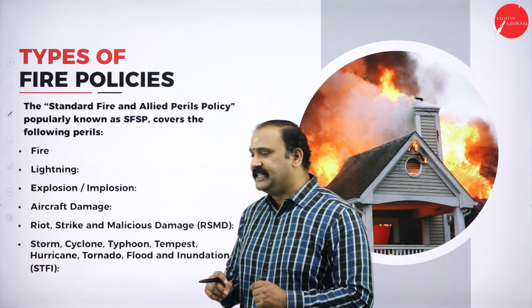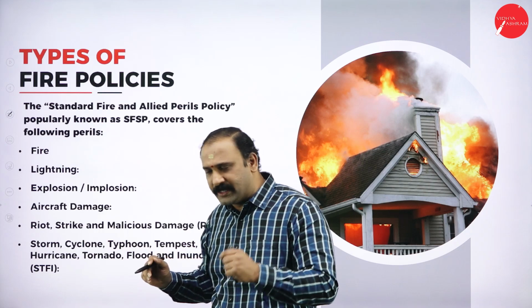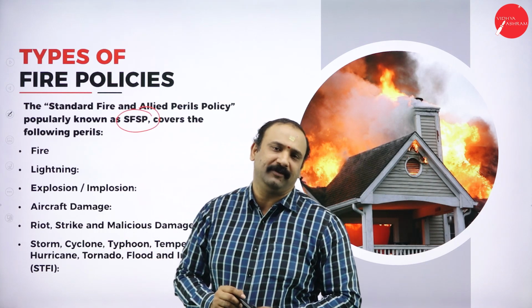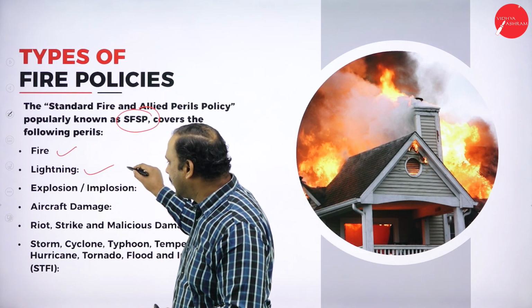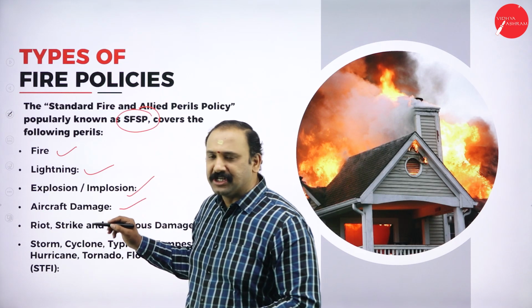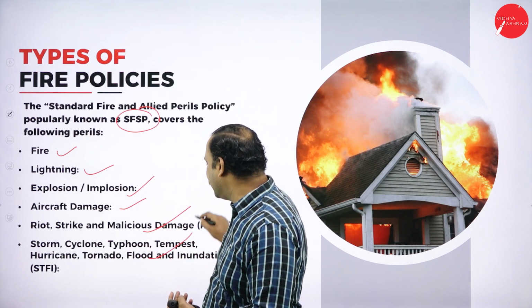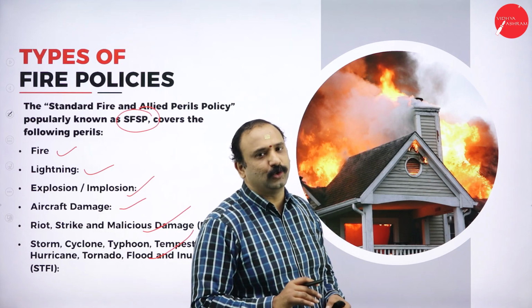Why? Because the standard fire and allied perils policy, known as the SFSP, covers the following factors. One, it covers fire, then it talks about lightning, explosion, implosion, aircraft damage, riot, strike, malicious damages, storm, cyclone, typhoon, tempest, hurricane, and all those kind of factors which are included.